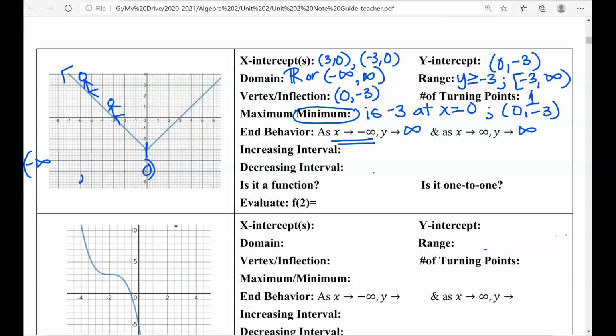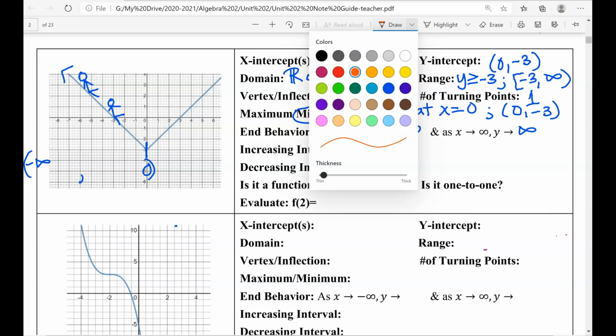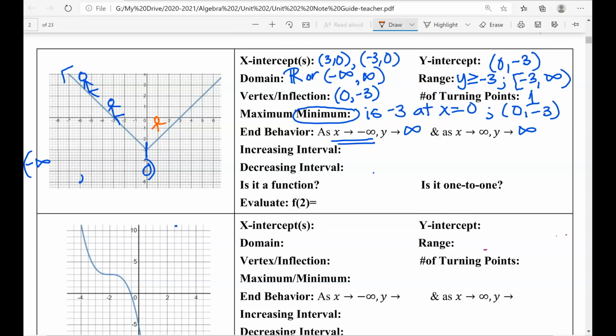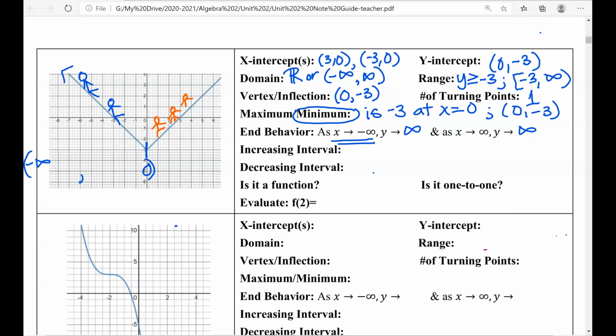Now, increasing interval, it's when you have to do a little bit of hiking. Oh my gosh, this is so tough, right? Huffing and puffing, hiking up this mountain. So that's increasing because the y value is going up every time. Every step that you take to the right, y keeps increasing. That's why it's called increasing. Okay, so increasing, well, we start at the same 0.